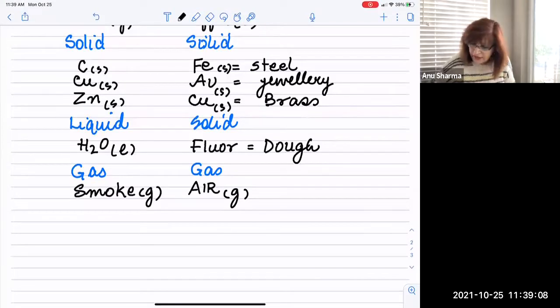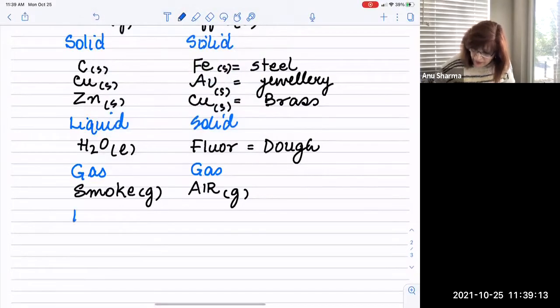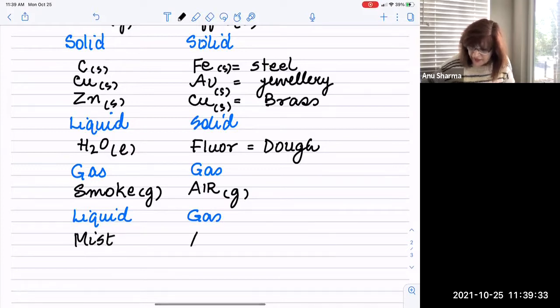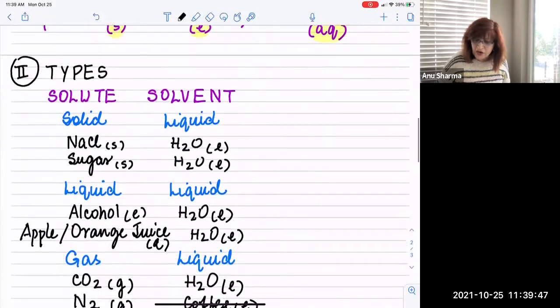All right. Another would be a liquid in a gas. For example, the liquid is like water droplets, like fog or mist in air. So that is also a solution. Mist is like liquid droplets, right? And air is a gas. So that creates a solution, okay? So these are the different types of solutions that we know of.